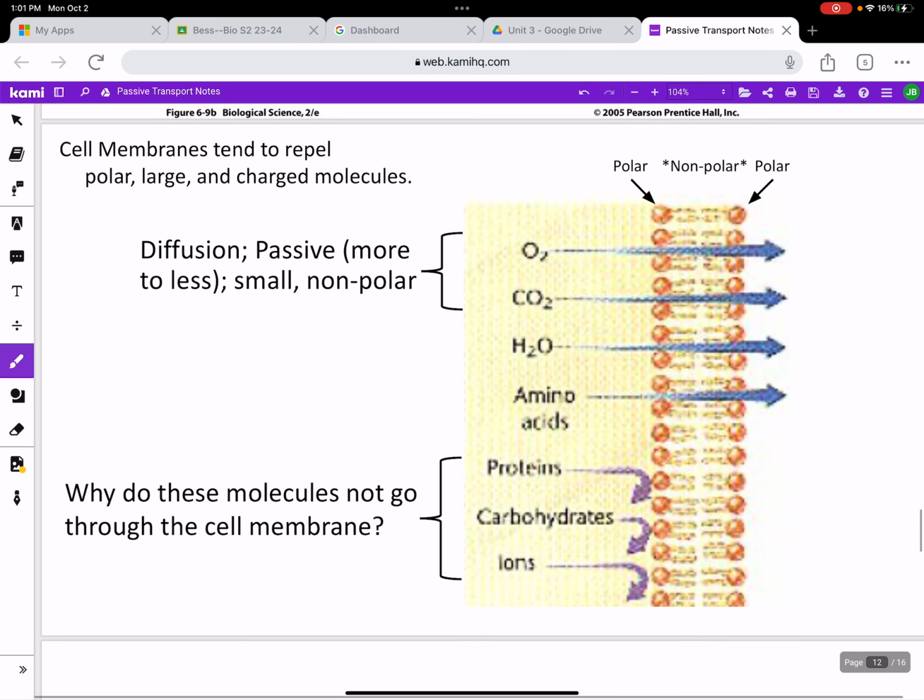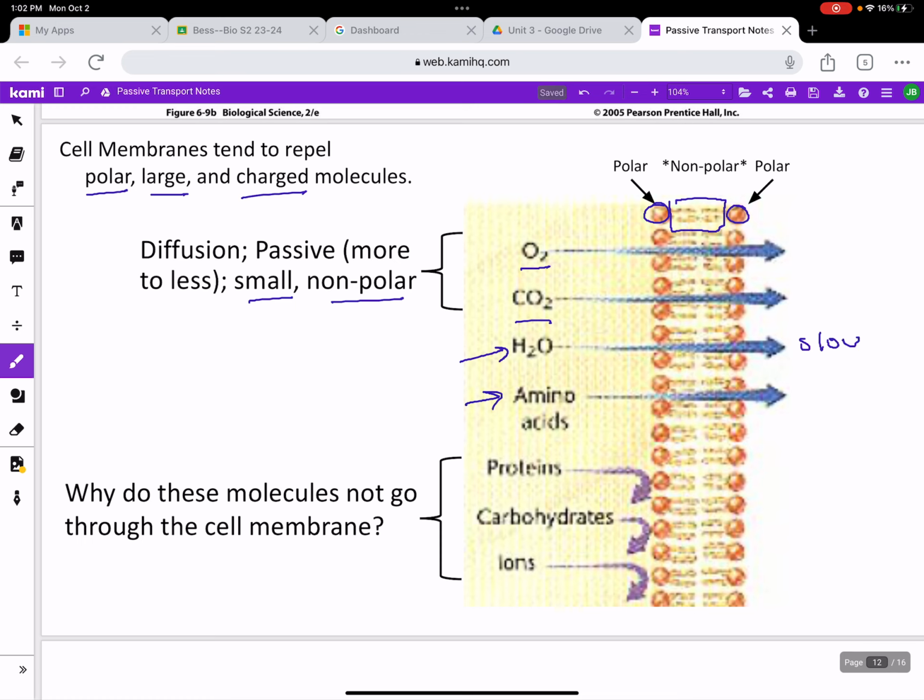Because of the way the membrane is made up, because we have polar heads on each end and non-polar sections of the tails in the middle, the cell membrane will repel polar things, large molecules, and charged molecules. So only things that can go over with ease are small and nonpolar. Now water is small, but it is polar. So remember, this goes over slowly.